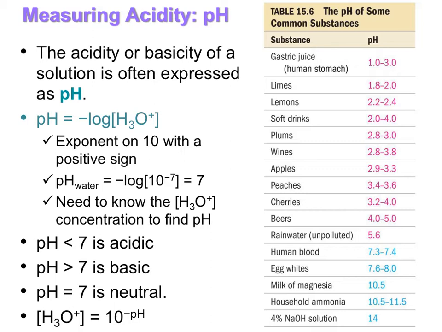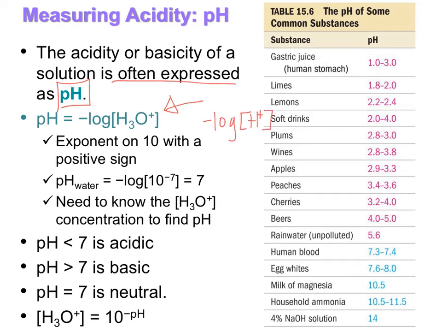You have probably heard this term, but we're going to break it down and actually talk about what this value means and how it relates to what we can say about acid strength. The acidity or basicity of a solution is often expressed as pH. pH mathematically is this calculation right here: the negative log of the concentration of your hydronium or protons, whichever one. It could also be negative log of just H plus.